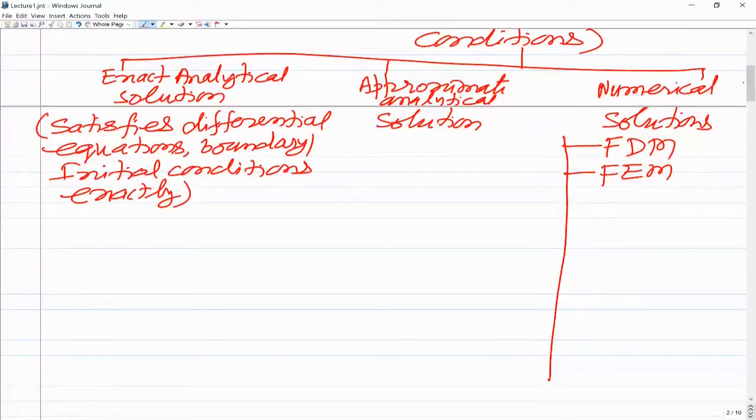Of course, as the course itself is on finite element, we are going to discuss this throughout the course. So we will now develop an understanding of the various concepts in finite element.